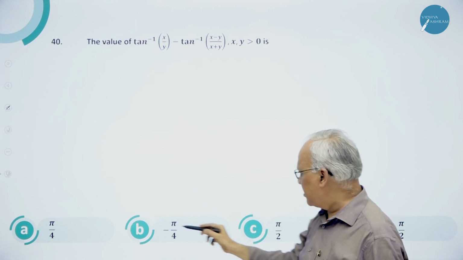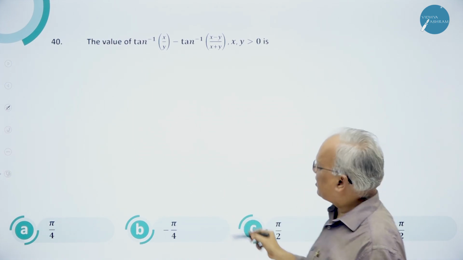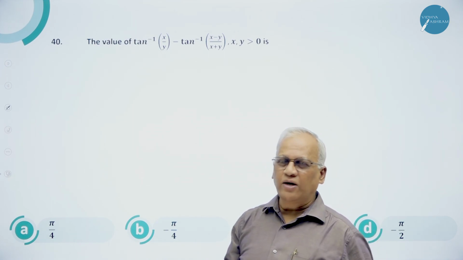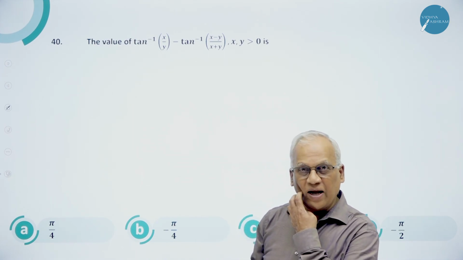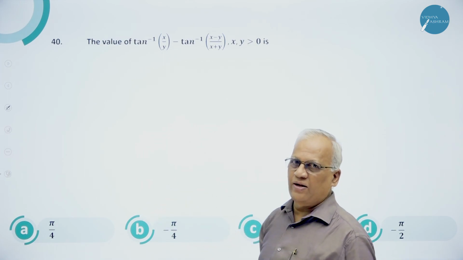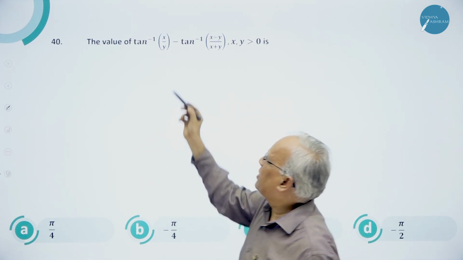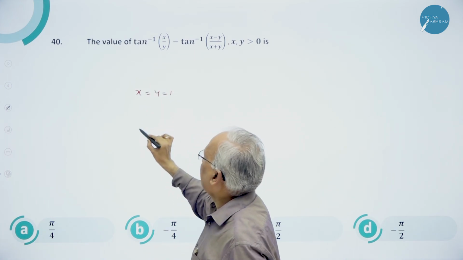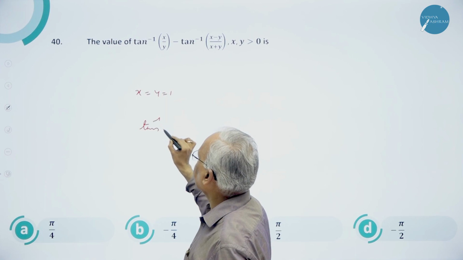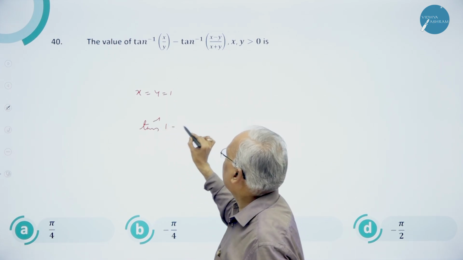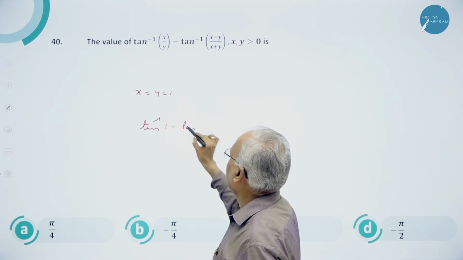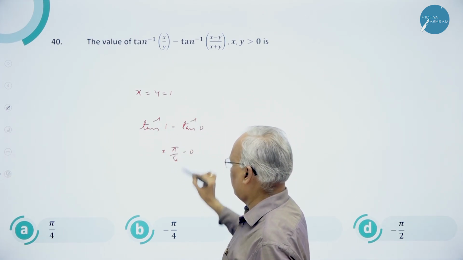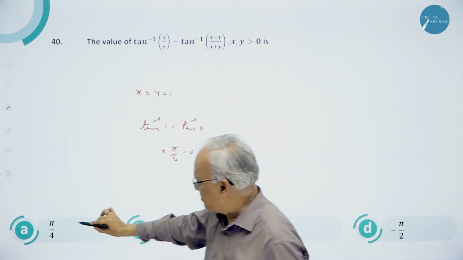See the choices, be careful, none of the choices contains x and y. It doesn't matter whether x is 1 or 2, you can put any value you like, because the answer doesn't depend on x and y. You can put a particular value for x and y. Taking x equal to y equal to 1, see what tan inverse of 1 minus tan inverse of 0 becomes. So very easy answer, pi by 4 minus 0, so pi by 4. You can get to this answer very easily.